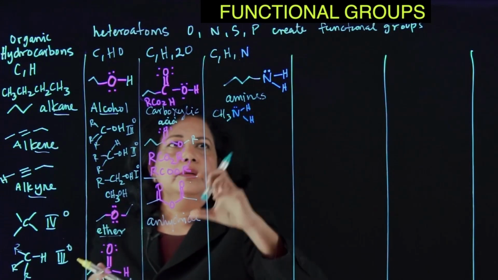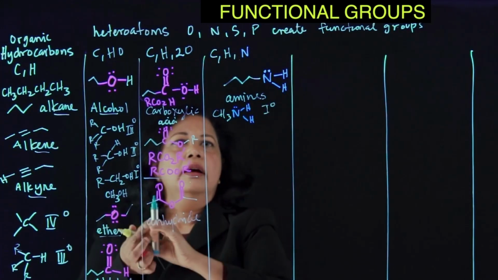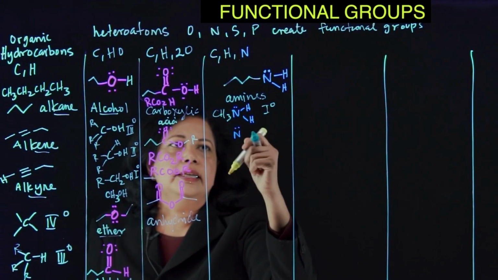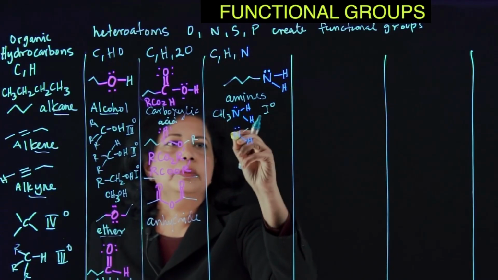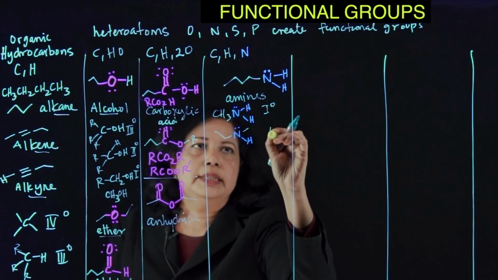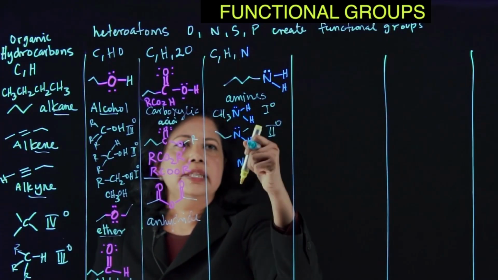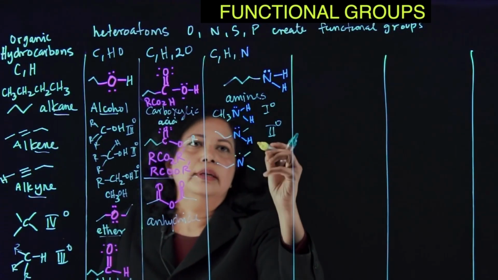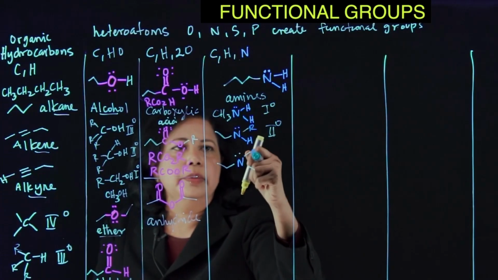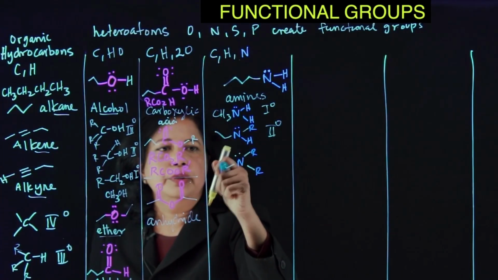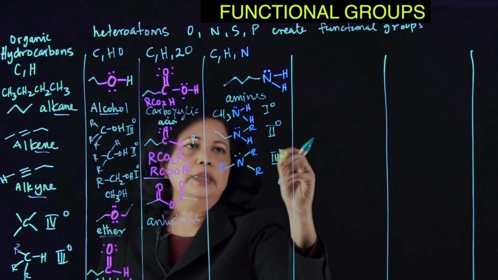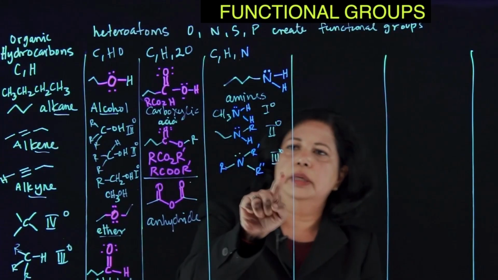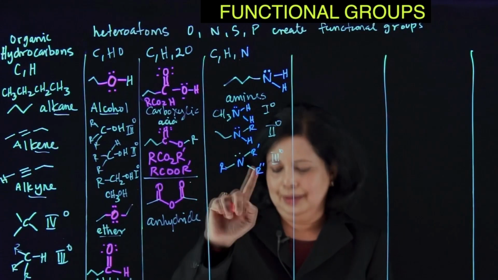Ammonia would be the 0. This is primary. If you have a nitrogen with 2 R groups and 1 hydrogen, any R group, that will be secondary. And if you take off this hydrogen also and replace it with an R group, it could be any R group, that's going to be tertiary. And these R groups can be different from each other. But the important thing is tertiary amines don't have a hydrogen on the nitrogen.